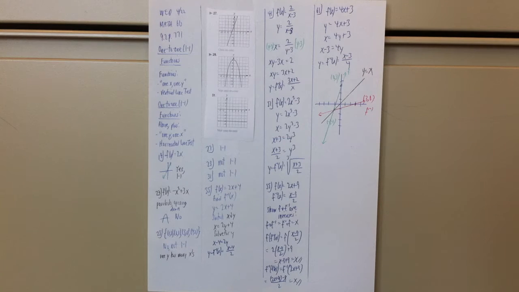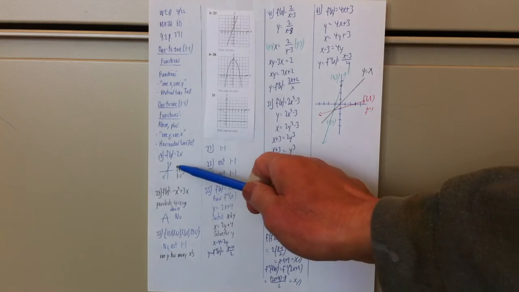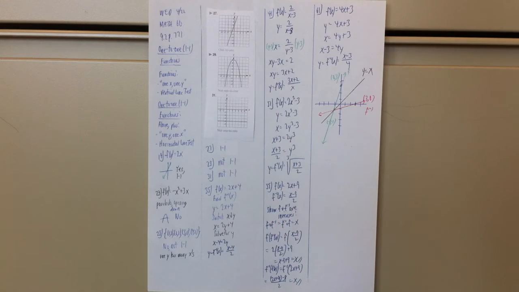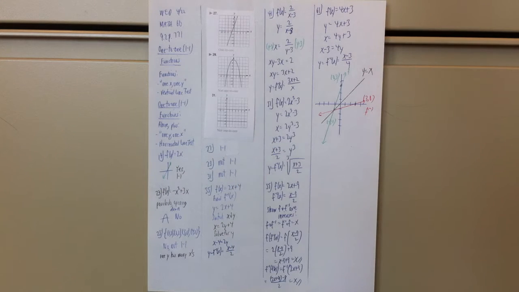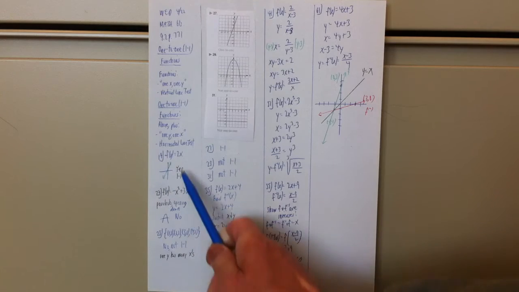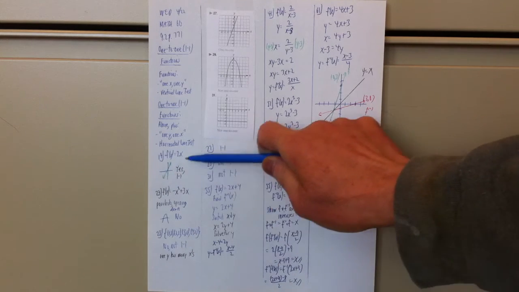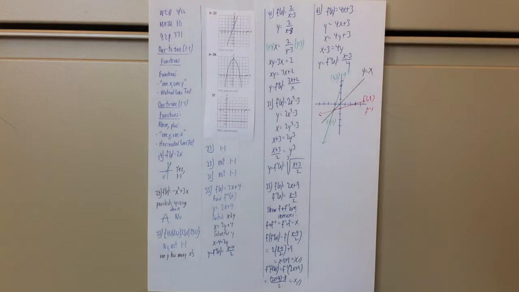Okay, for problem 19, it asks, is the function one-to-one or not one-to-one? I'll have to know something about the graph. So f of x equals 2x. We know that looks like y equals mx plus b. Quick and dirty graph is that it's a line like so. And yes, it is a one-to-one function. It's a function because it passes the vertical line test, but it's a one-to-one function because it also passes the horizontal line test. If I draw a horizontal line anywhere, it's only going to touch at 1 point.